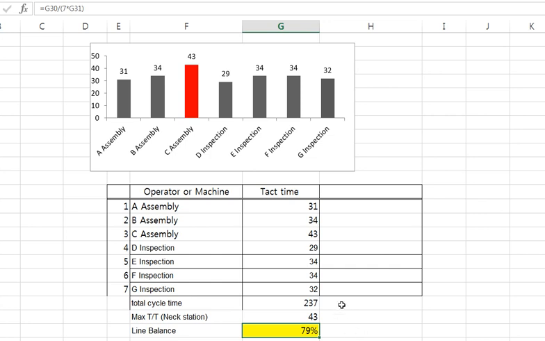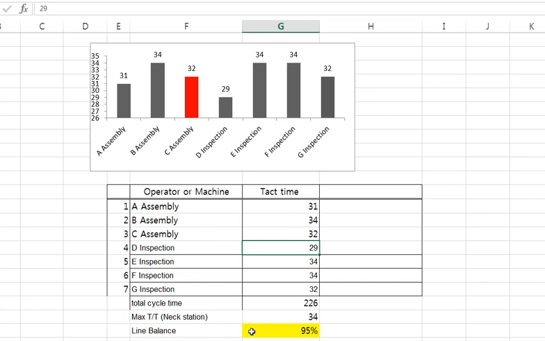So we should find the next item to improve. For example, I already improved it like this. It is 32. If the next time is improved or decreased, in this case, the line balance LB can be increased like this. So you can calculate it and find out at the next station what the problem is to improve.